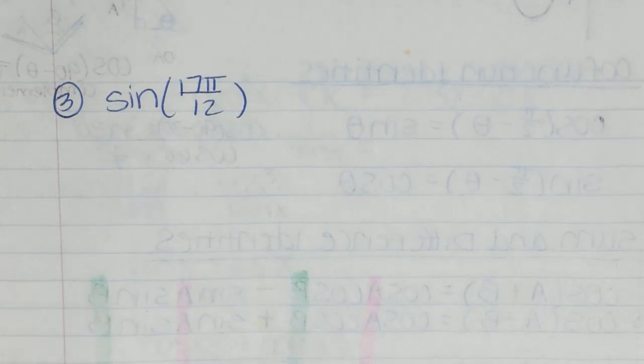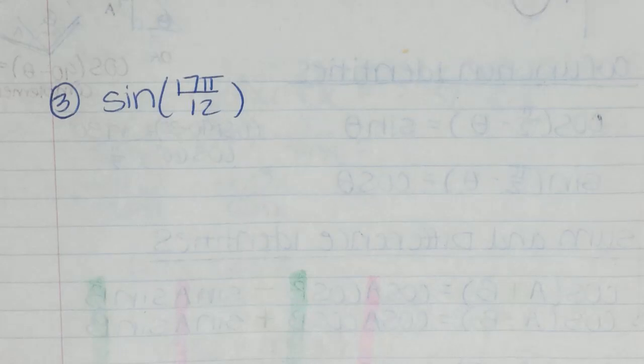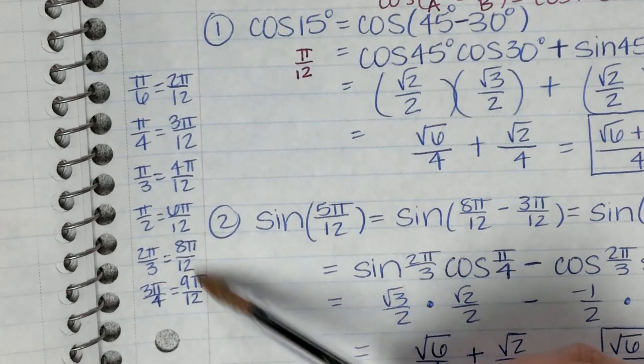Go sit. All right. I would like you to try the sine of 17 pi over 12. So find two angles on the unit circle that either add or subtract to give you 17 pi over 12. I will warn you that 17 is a pretty big number, so it's probably going to be a sum. But let's look back at our pi's over 12. Do you see two that add up to 17? 8 and 9. I'll probably use 8 and 9.